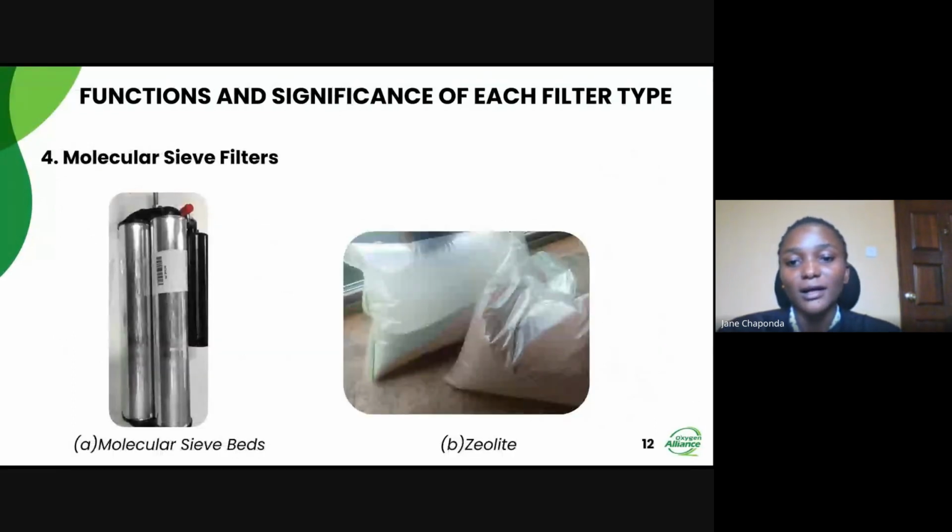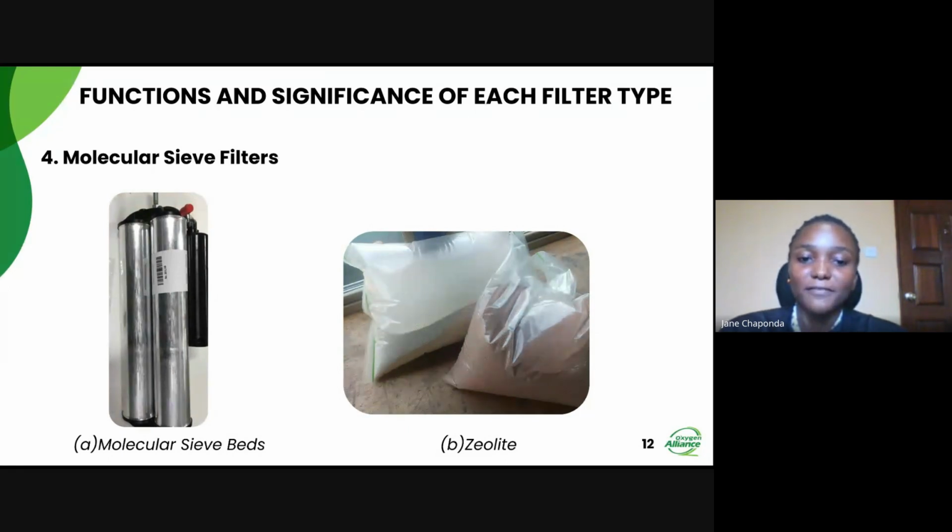Now, let's look at the molecular sieve filters. These ones are used to adsorb nitrogen from the compressed air, allowing the collection of concentrated oxygen. Both oxygen concentrators and oxygen plants have sieve beds which contain zeolite in order to facilitate this filtration. As you can see in picture A, those are molecular sieve beds from one module of an oxygen concentrator. And picture B is just showing zeolite that is found in the sieve beds.